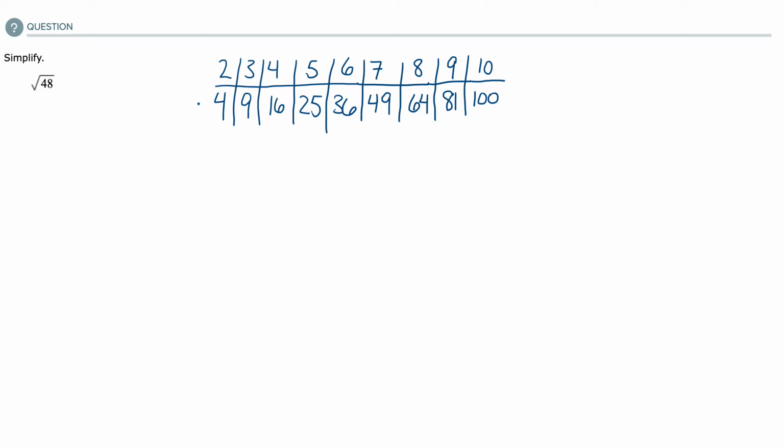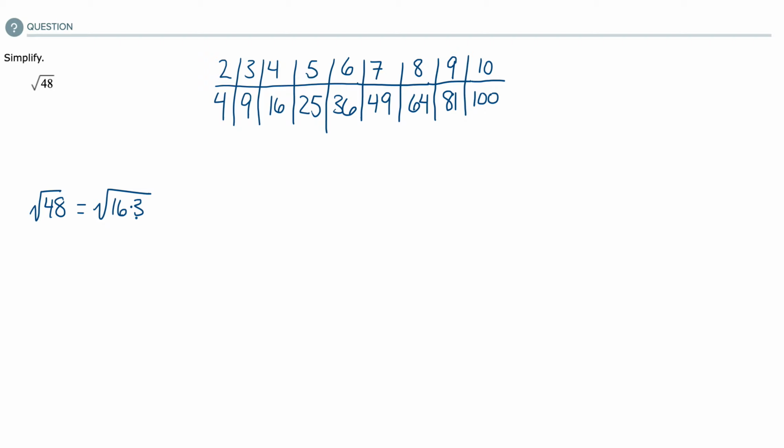So I know 48 is going to fall right here between 36 and 49. And as I go down the table, 48 is not evenly divisible by 36, not evenly divisible by 25, but it is divisible by 16. So 48 is equal to 3 times 16. So square root of 48 is equal to square root of 16 times 3.